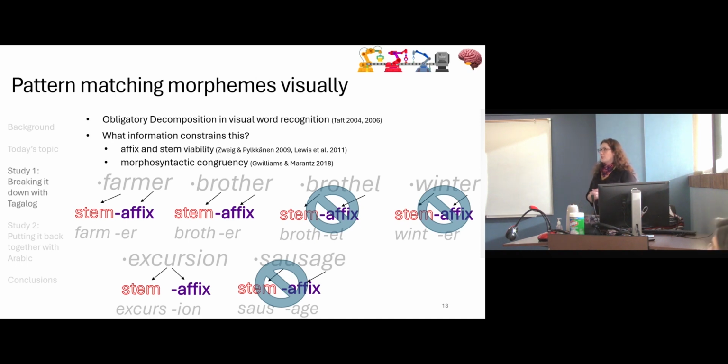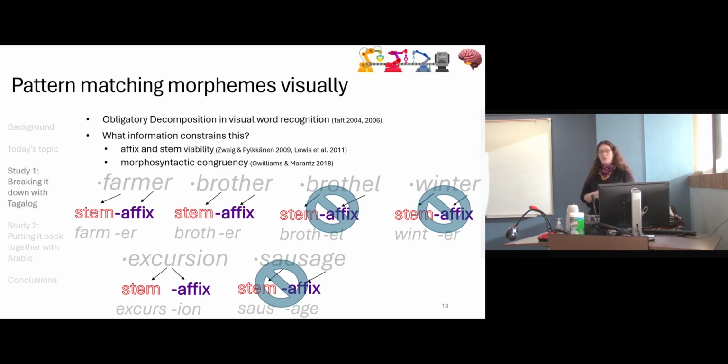A word like excursion shouldn't be decomposed given the facts we have so far, but in fact it is. That's because it tends to appear in sentential contexts that other ION words appear in, which means that ION is affixy in this position. This is in spite of the fact that excursion is not a viable stem on its own.